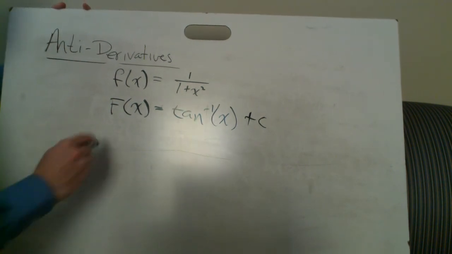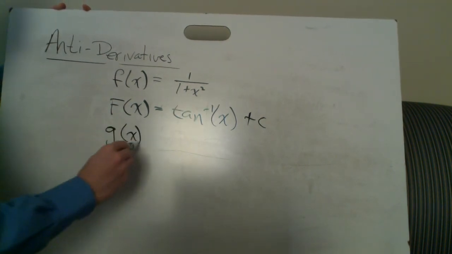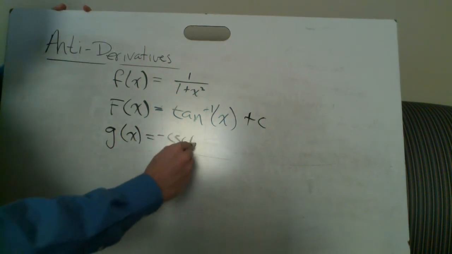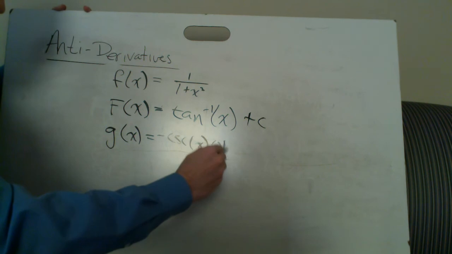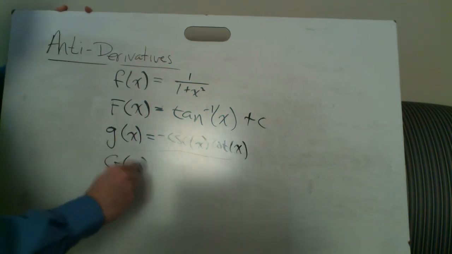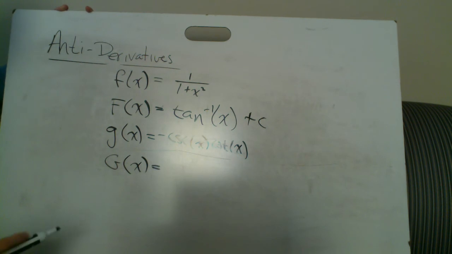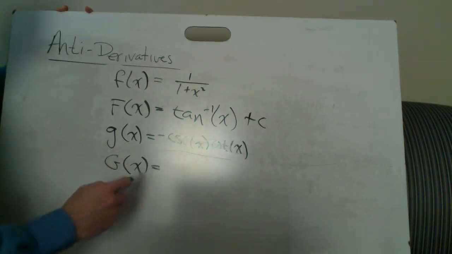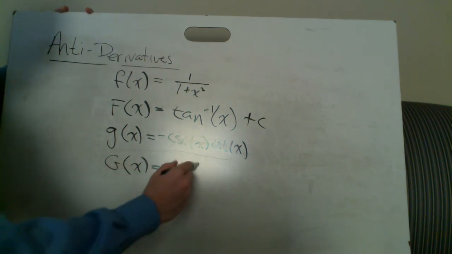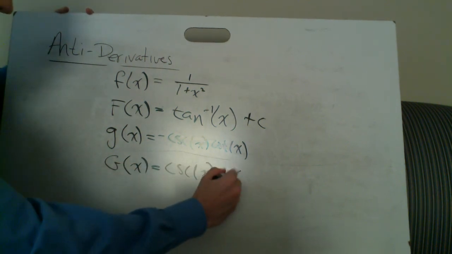Let's try another one here. Let's say g of x happened to be negative cosecant x cotangent x. Do you know what the antiderivative is? Hopefully, you were again able to correctly identify that this happens to be the derivative of the function cosecant x, and of course plus c.